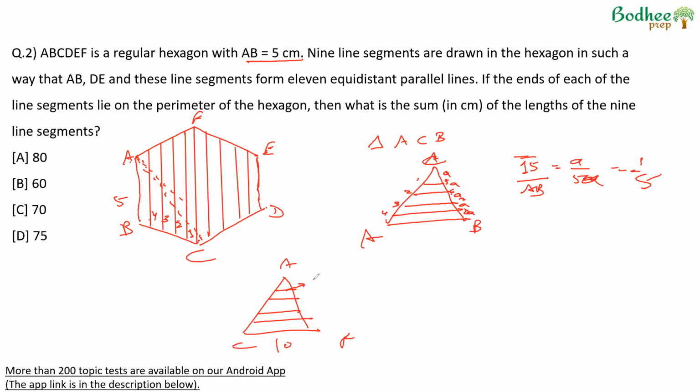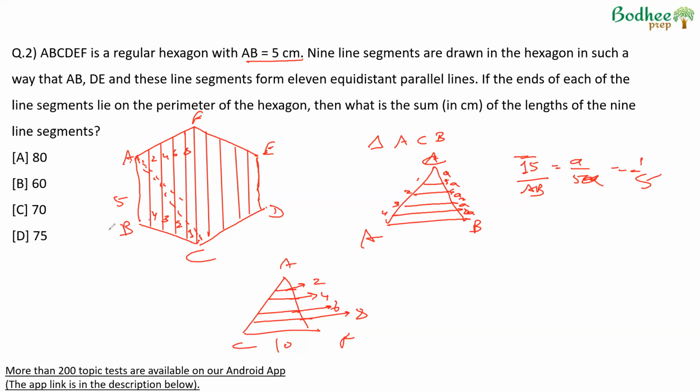So here, this line will be 1/5 of 10, which is 2. This line will be 2/5 of 10, which is 4. 3/5 of 10, which is 6. 4/5 of 10, which is 8. So the line segments here will be 2, 4, 6, 8, and then eventually 10.